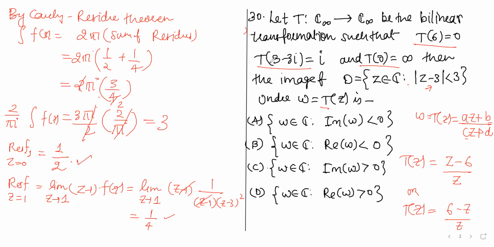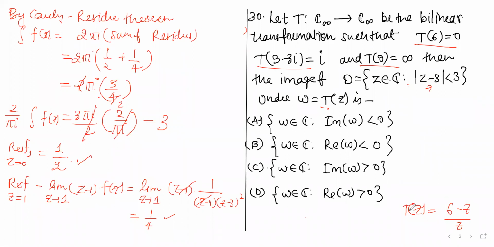Now let us see if T(3 − 3i) satisfies this or not. T(3 − 3i) will be (3 − 3i − 6) upon (3 − 3i). So 3 minus 6 gives minus 3, so (−3 − 3i) upon (3 − 3i). This does not give me i, it's not equal to i. That means this transformation is not valid. Let's see if the second one works. If it works, we will proceed with this.